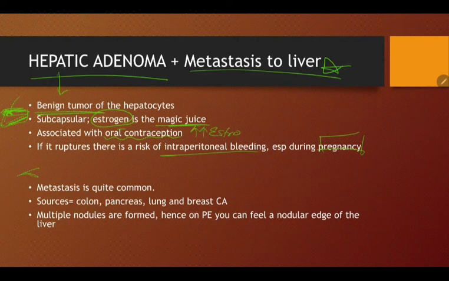Metastasis of the liver, very, very common. And the sources can be colon, pancreas, lung, and breast. I'll repeat that again. Colon, pancreas, lung, and the breast. There will be multiple nodules which are formed. So on physical exam, just like in cirrhosis, you will see a nodular edge of the liver. So be sure about this.